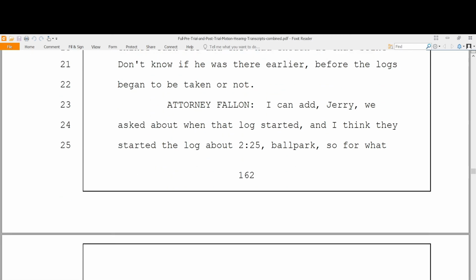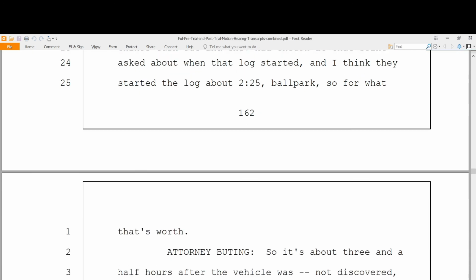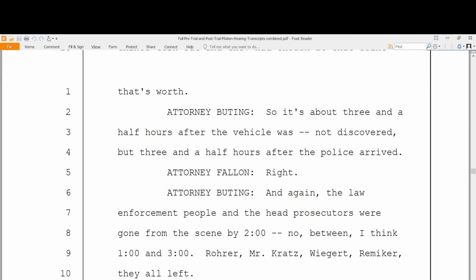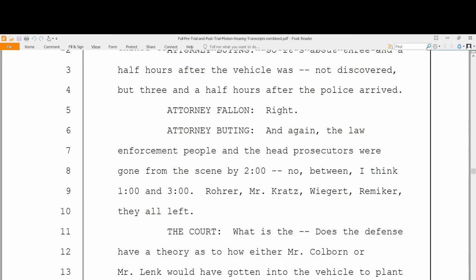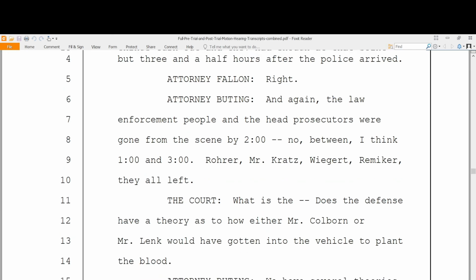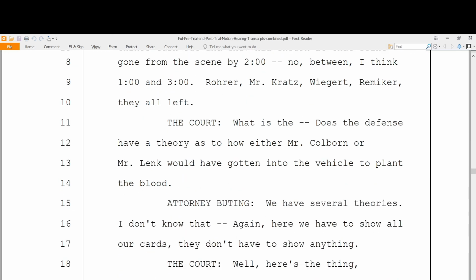Attorney Fallon: I can add, Jerry, we asked about when that log was started, and I think they started that log about 2:25, ballpark. So for what that's worth. Attorney Beauty: So it's about 3.5 hours after the vehicle was not discovered, but 3.5 hours after the police arrived. Attorney Fallon: Right. Attorney Buting: Again, the law enforcement people and the head prosecutors were gone from the scene by, I think, between 1 and 3. Rowe, Mr. Kratz, Wiegert, Remiker, they all left.